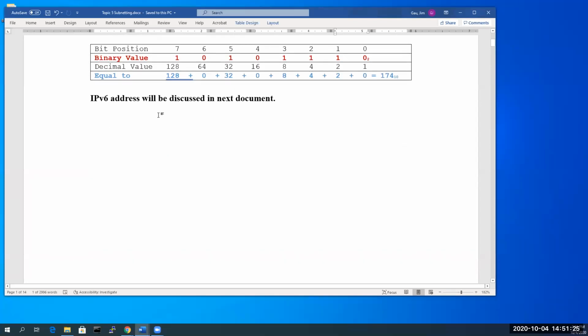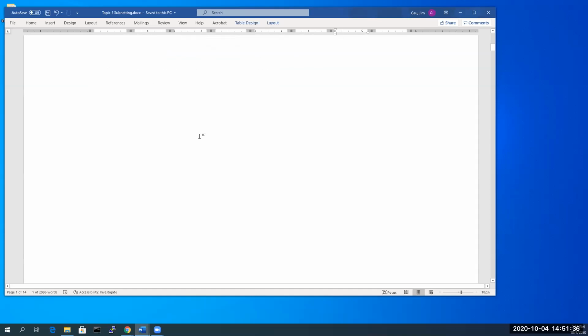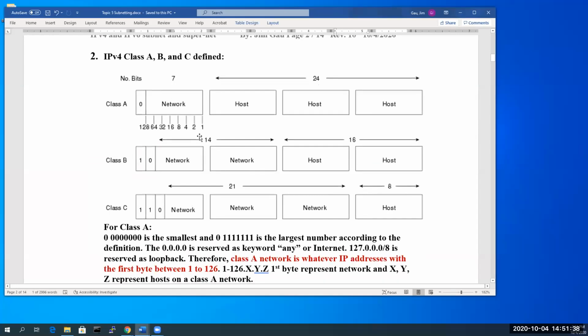And IPv6 addresses will be discussed next week in the next document. We're going to talk about all the IPv6 address scheme in the next video. And now here, let's define IPv4: class A, class B, class C. Let's define now what is the class A.